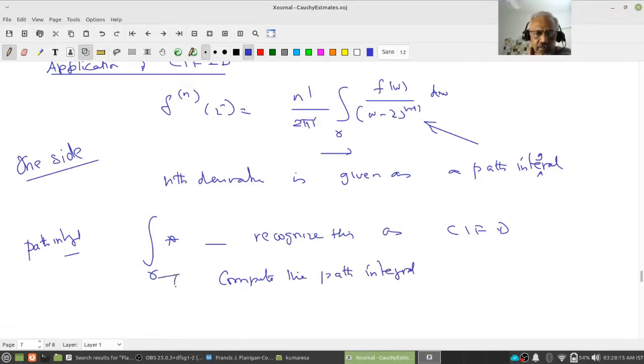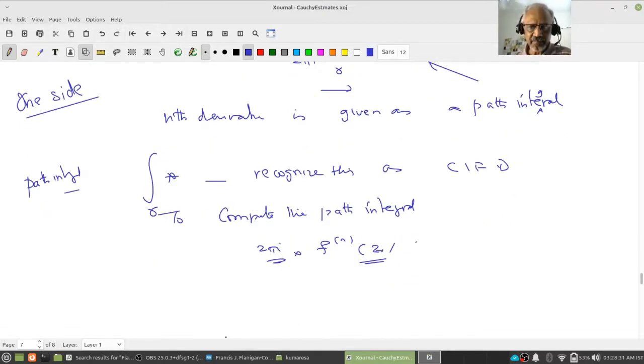How to compute the path integral? I only have to compute whatever it is, a Cauchy integral formula derivative, something like the nth derivative at some point z0, times 2 pi i, etc. Are you following?